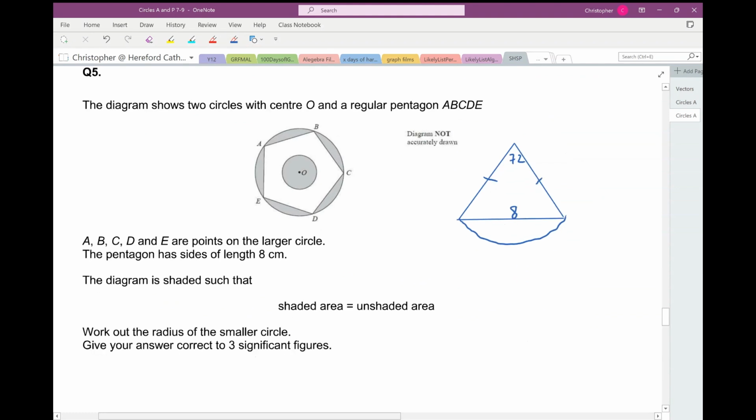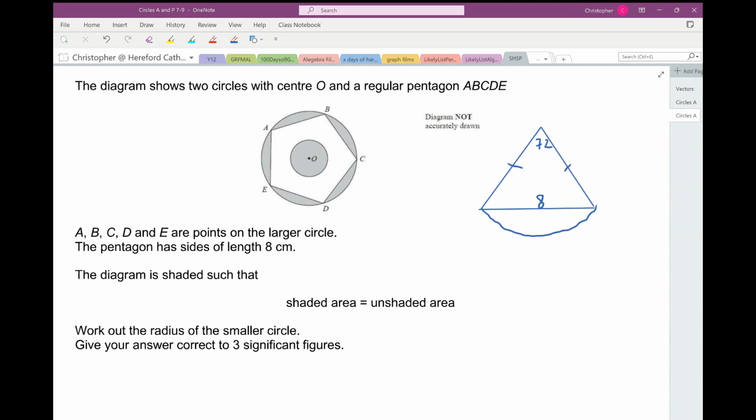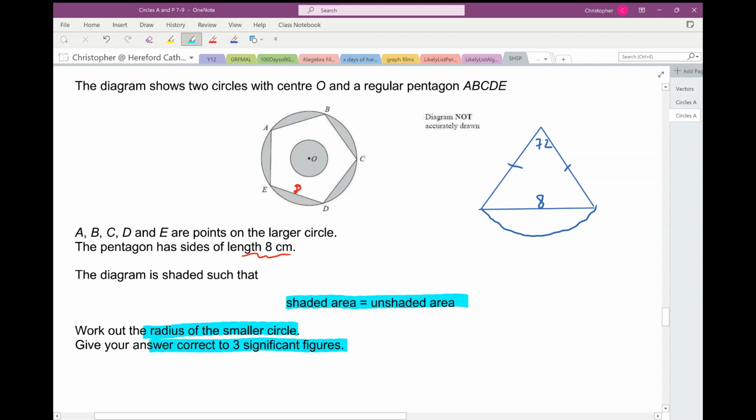Okay, right. Question 5. I've got a diagram here with a pentagon drawn into the middle of it, and all the information is on the diagram except that the pentagon has side lengths of 8. So I'm going to write that here so I don't forget it. The diagram is shaded such that the shaded area is equal to the unshaded area, and I need to work out the radius of the smallest circle, giving my answer correct to 3 significant figures.